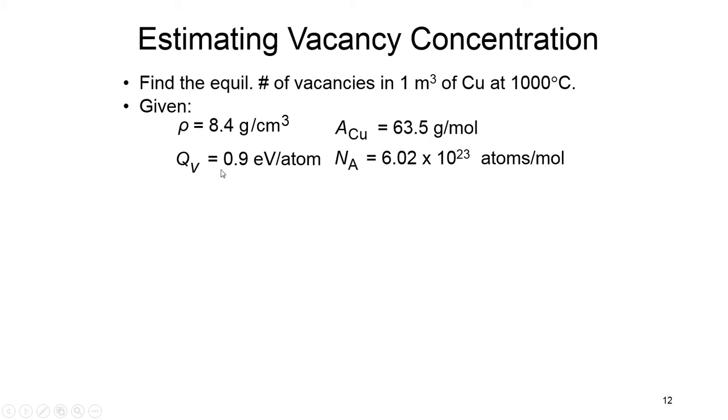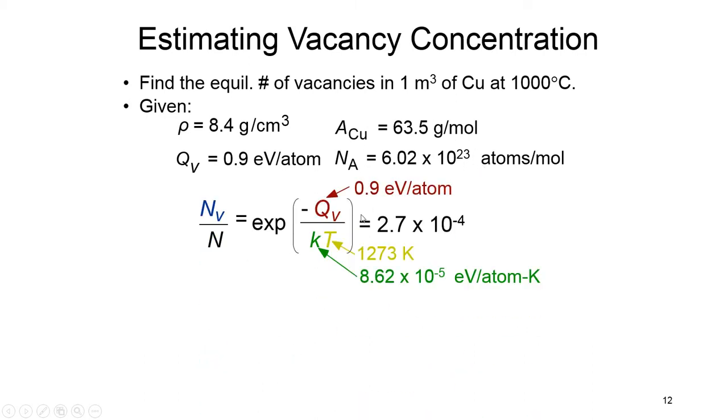QV is found from experiment and is given in the question as this value, 0.9 electron volt per atom, and this means the activation energy for each atom is 0.9 electron volt, and Avogadro's number is this value. Using the formula that was given in the previous slide, NV divided by N is equal to exponential of QV divided by kT. T in degrees Celsius is 1000, so in degrees Kelvin is 1273. Boltzmann constant is this value.